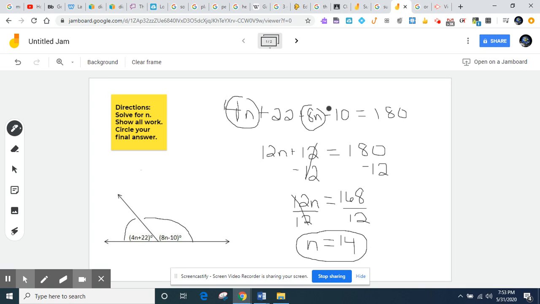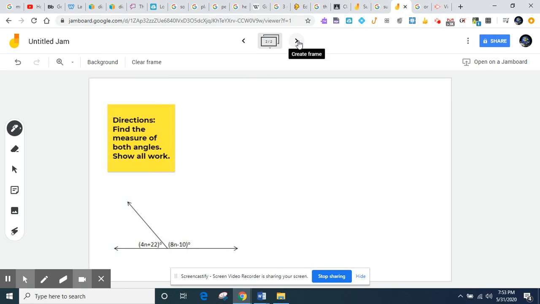Now, this is one possible directive that you could be given, but you may also be asked to solve for the actual angle measures. Remember, all we did now is we just solved for n. The directions may tell you solve for the measure of one or both angles. Okay, so now let's take a look at what that would look like. Okay, so here the directions have changed. The last direction said solve for n. This says find the measure of both angles, show all work.